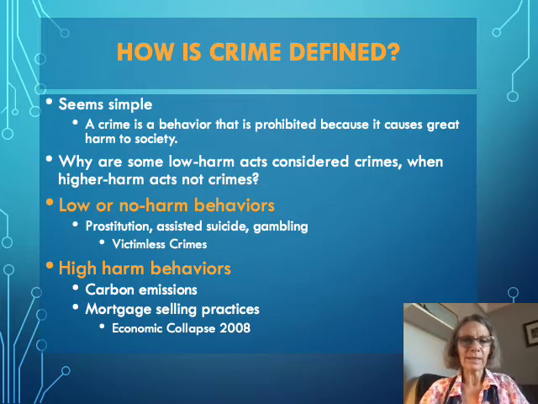So how do we make sense of this? How do we make sense that some no harm behavior is considered a crime, it's classified as a crime, but high harm behaviors are not considered crime? Well, the perspectives that we're going to take a look at that help us understand different theories of how behaviors are classified as crime are going to help us make sense of this. So let's take a look at those different theories.